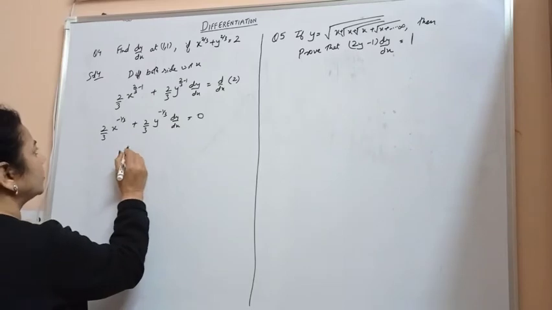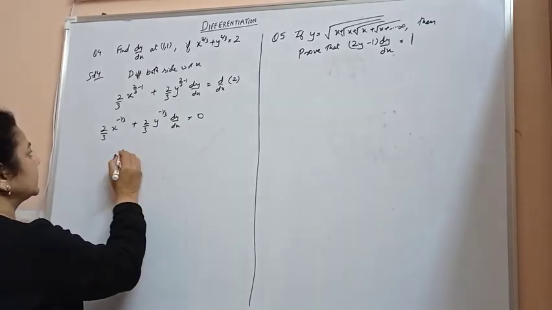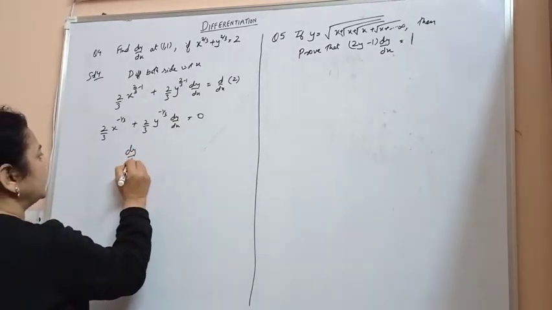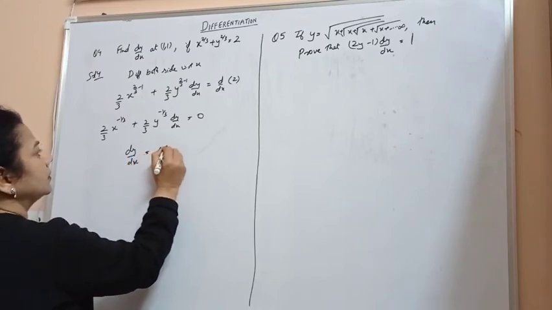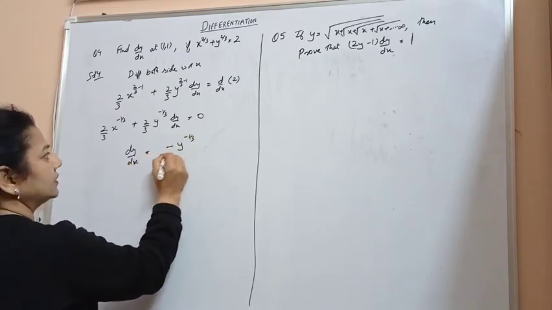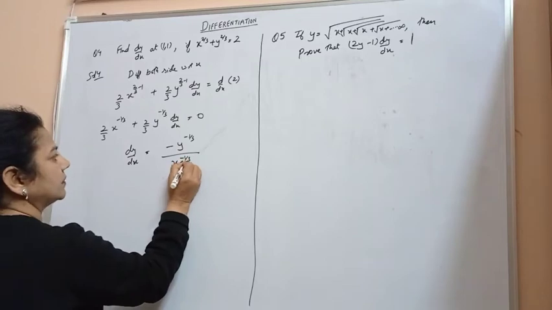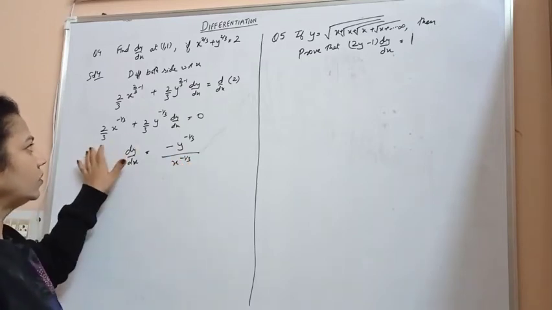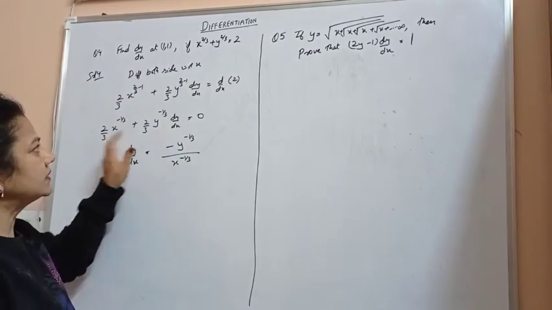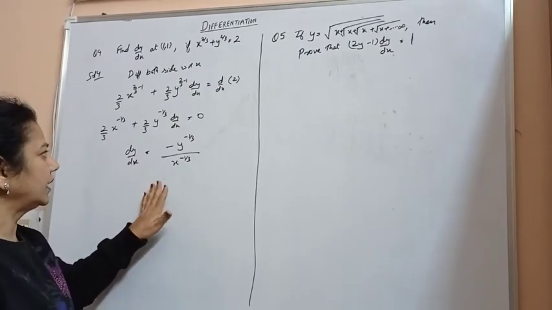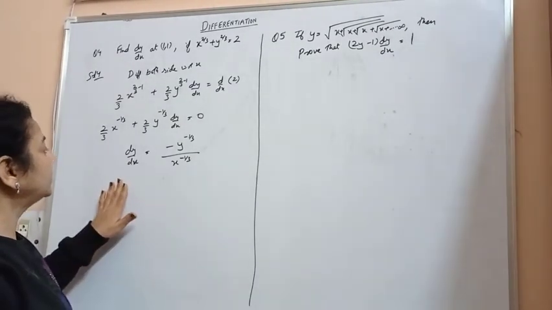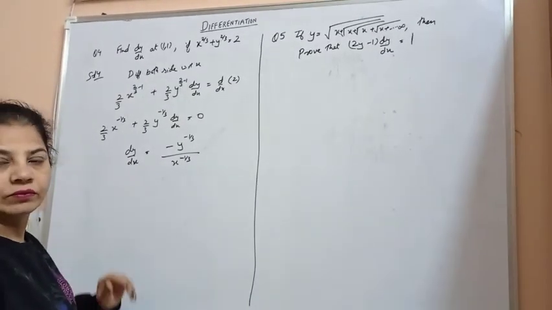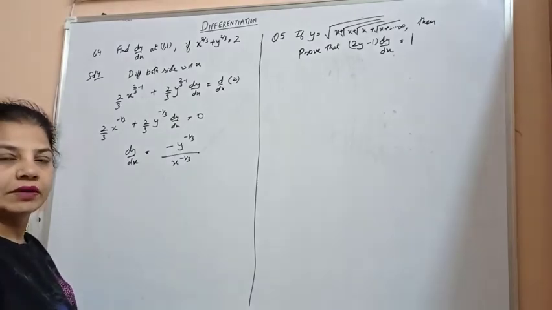I take 2 by 3 common and it will be cancelled out. I get dy by dx as minus y to the power minus 1 by 3 upon x to the power minus 1 by 3. Now we have to find the derivative of this function at (1, 1). So put x as 1 and y as 1.